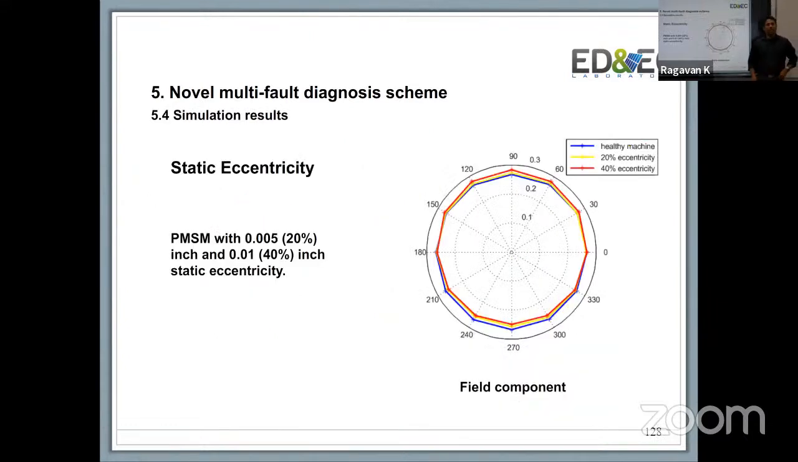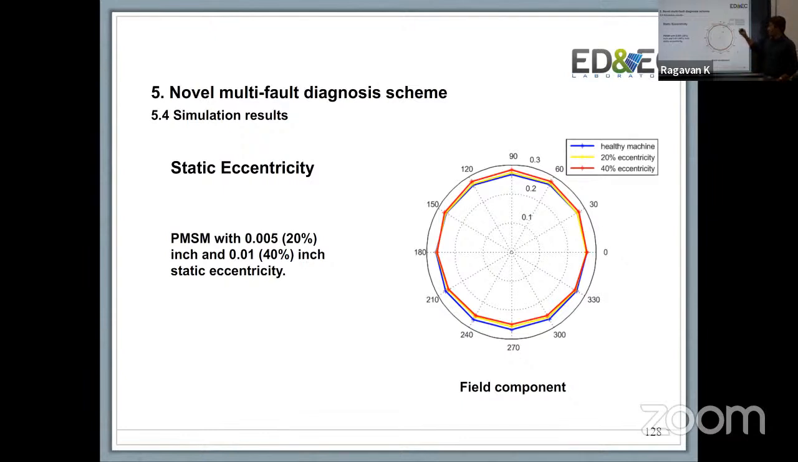So we started breaking things one at a time. The first thing we did was we caused static eccentricity. We moved the entire thing off by a certain margin. I think we added 0.005, 20% of an inch, and 0.01 inch of static eccentricity.